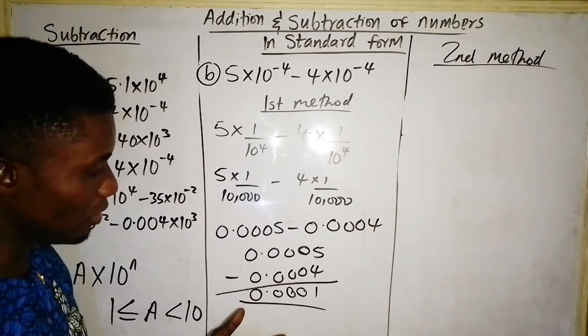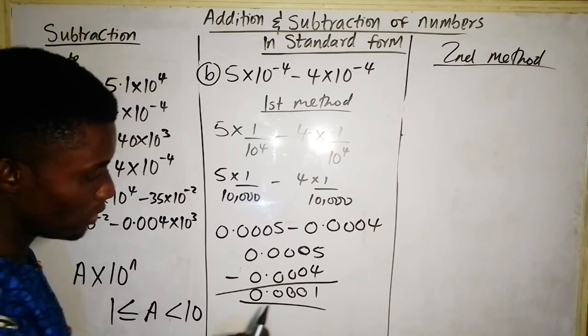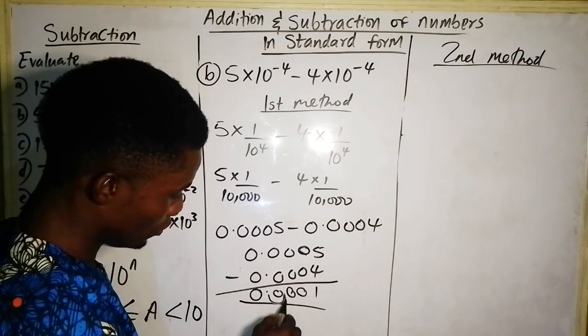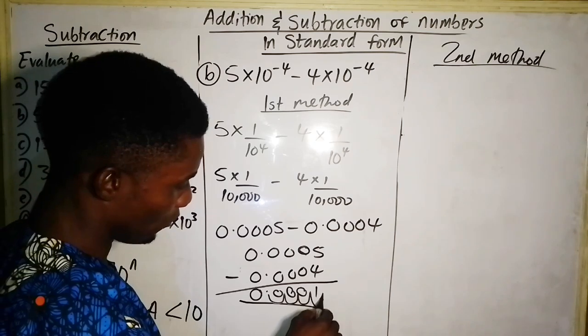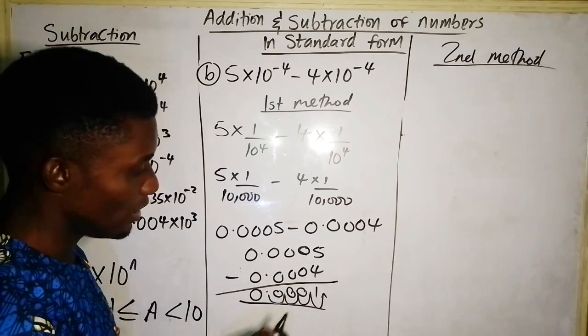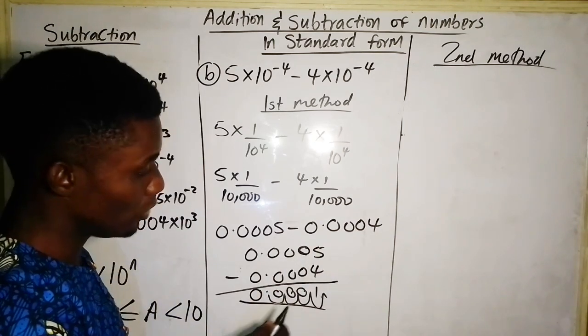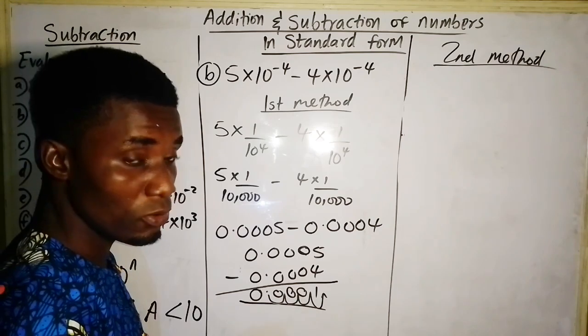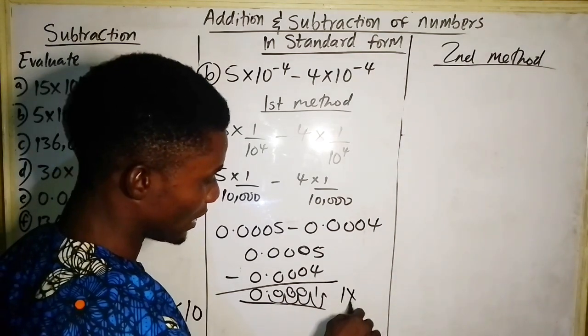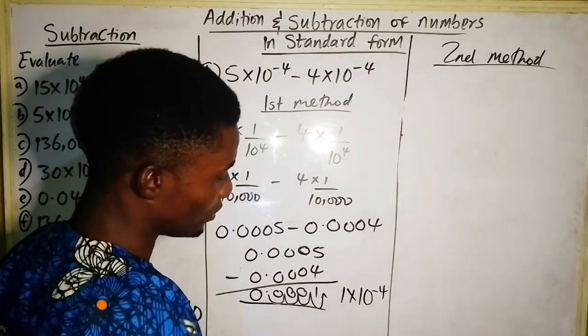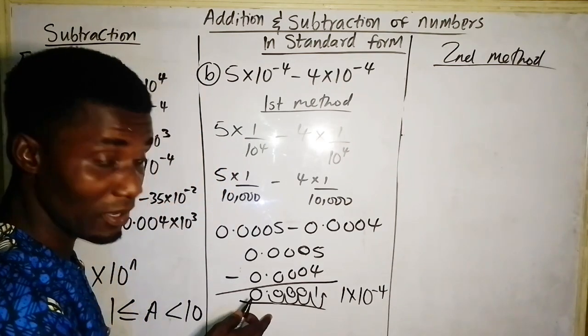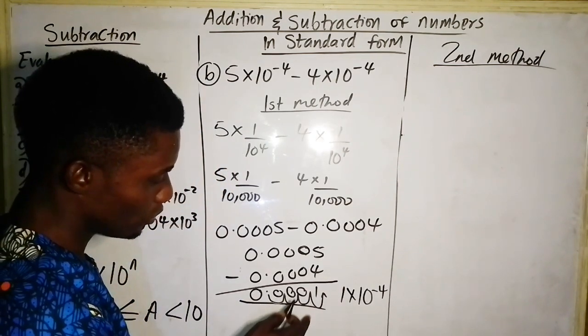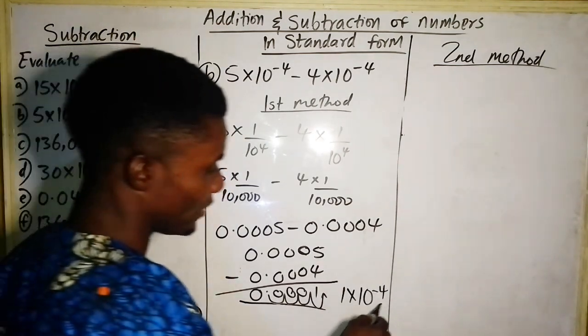So we can express this number now in standard form by saying 1, 2, 3, 4. Now don't forget, I told you that if you are moving your decimal point to the right, your exponent, your integer is going to be negative. So we have 1 times 10 raised to the power minus 4, because we moved our decimal point 4 times: 1, 2, 3, and 4. So this is our final answer.